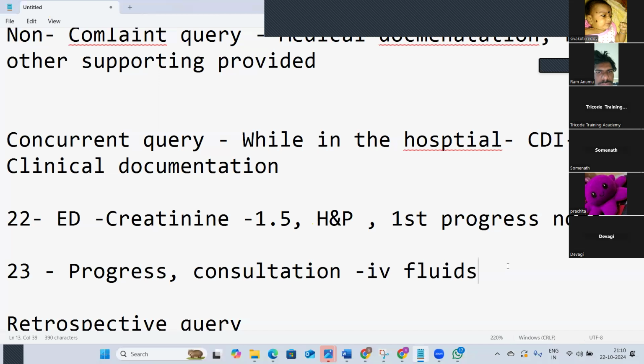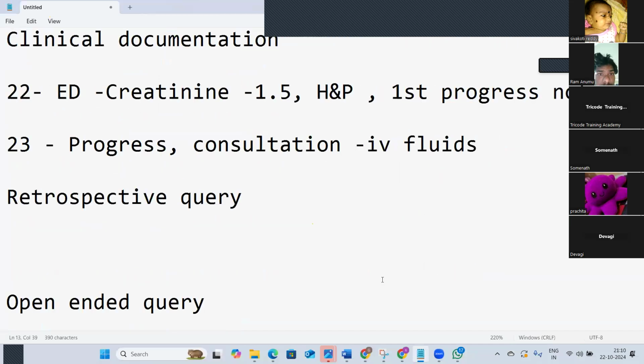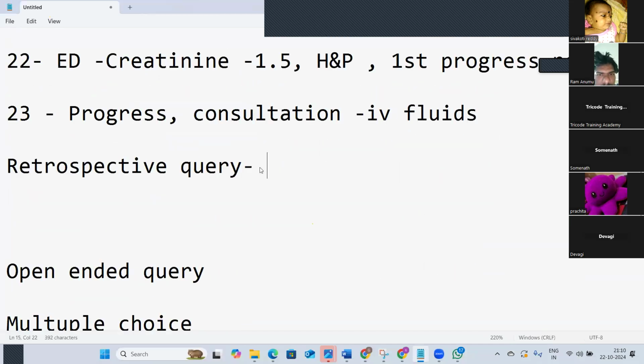So is this one clear? Concurrent query. Now what is the retrospective query? After the discharge. Correct. Retrospective is nothing but after discharge.